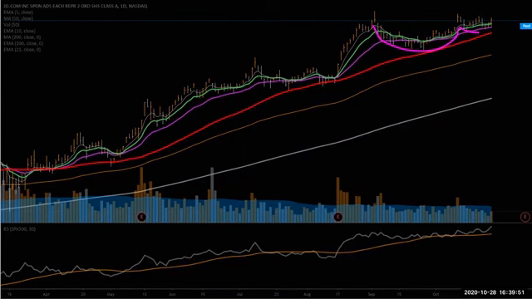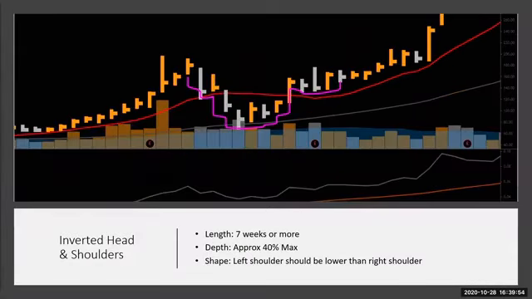All right, so here's another pattern that's been popping up quite a bit lately. The inverted head and shoulders pattern. Now with this one, I would say that this needs to be 7 weeks or more. And for this, the maximum depth that I've seen for an inverted head and shoulders has been roughly in the neighborhood of 40%. It's one of the most powerful patterns that are out there. And the reason why is because you have this deeper shakeout, right?